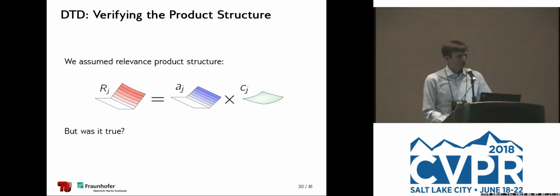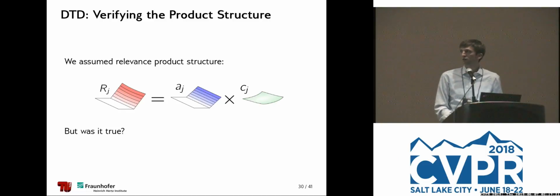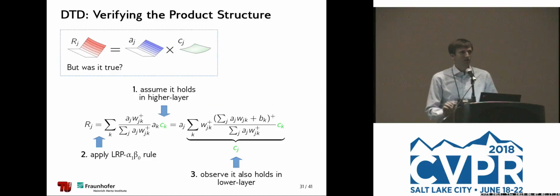But wait a minute, we've made some assumption at the beginning that the relevance has some product structure. And the question is, was it true? So here we'll say, okay, we retain this alpha-beta rule, and we will use an inductive argument. We will assume that it was true in the higher layer. So here it's not J, it's K, right? And we will apply relevance propagation in the lower layer, and then try to rewrite relevance as activation times C.